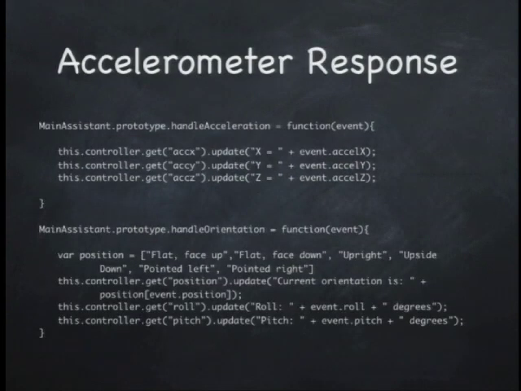And then here's what our response is going to be. I'll show you, in the HTML, we're going to have some text fields, which we're going to throw the raw accelerometer data into. And we're also going to take a look at what direction it's pointing. So we're going to get the event position, which is a number, and this just translates the number. It's just an array that translates the number for us into something that's useful to you. And we can also look at roll and pitch.